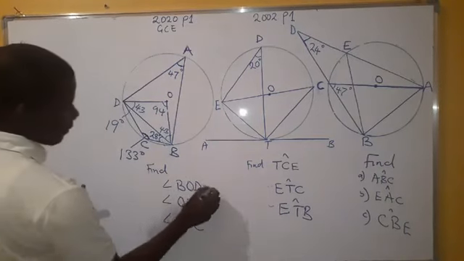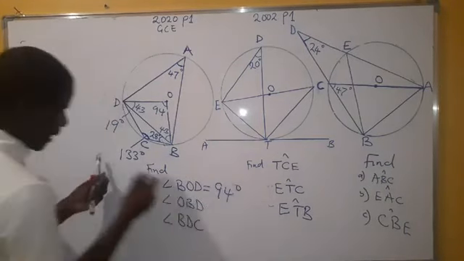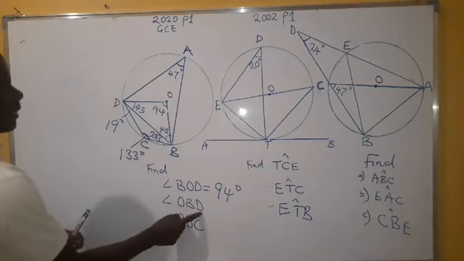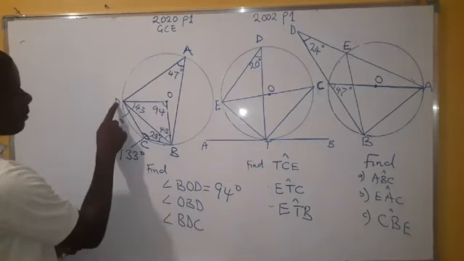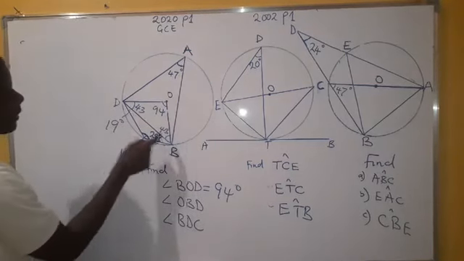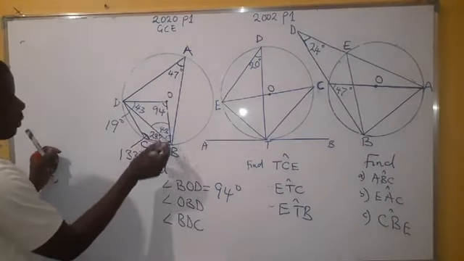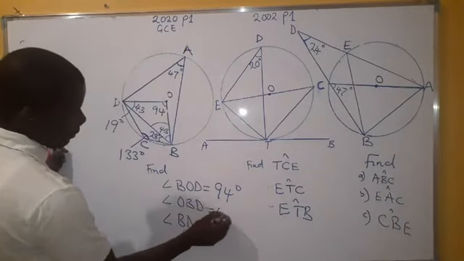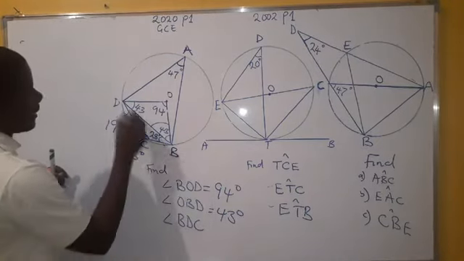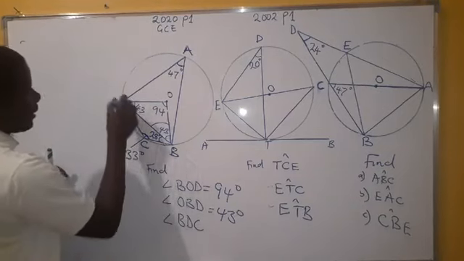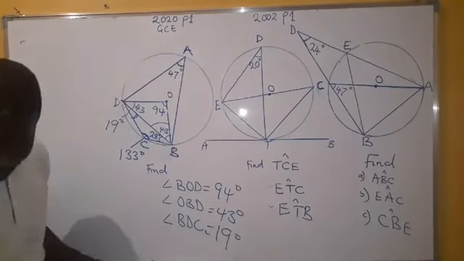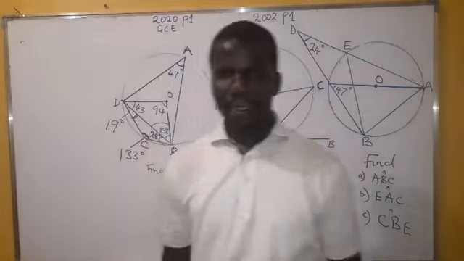BOD. The first one, which is very simple, it's 94. Please, I hope you are following me and my calculations are correct. Okay? Then OBD. It's this one. OBD. What did we get? 43. BDC, which is this one. What did we get? 19. That is what I'm finding. Please, I hope you are following, and I'm doing the correct thing.